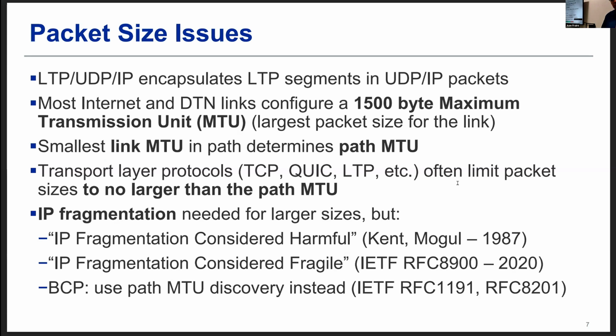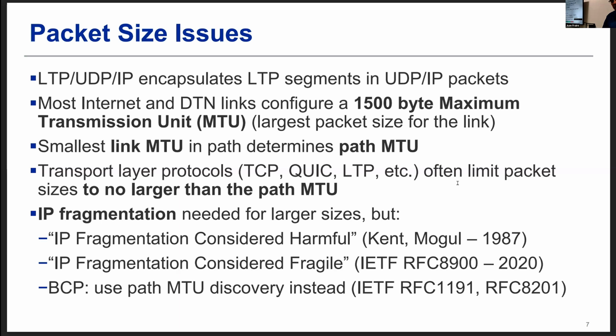So when we run LTP over UDP/IP, we find that most internet and DTN links configure a maximum transmission unit of 1,500 bytes. And that means that's the largest size packet that the link can handle. The smallest link MTU in the path determines the path MTU. And transport layer protocols like TCP, QUIC, LTP, and others often limit their packet sizes to no larger than the path MTU. To go to larger sizes, you need to use a service called IP fragmentation, but there have been many studies that have considered IP fragmentation to be harmful.